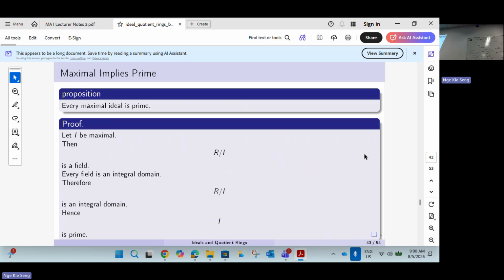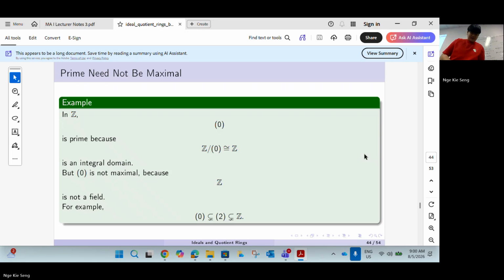we say this if this ring, this quotient, is a field. Okay, if this is a field, then every field is an integral domain. Right. So if this is an integral domain, then the I is also a prime ideal. Okay. Okay, this is an example of a prime ideal that may not be a maximal ideal.